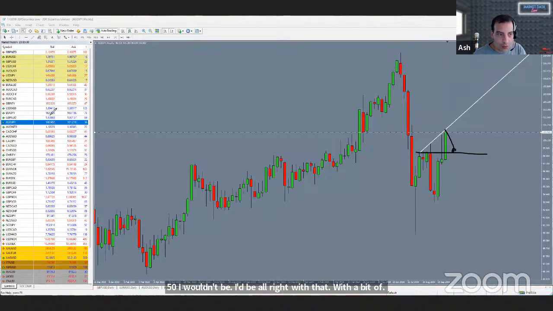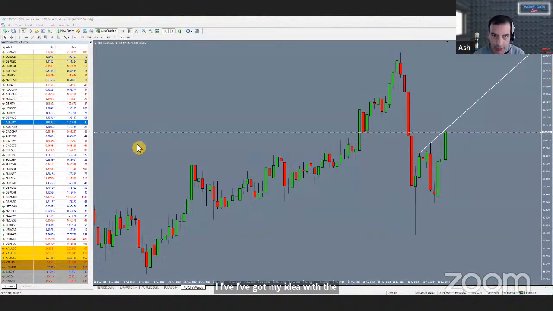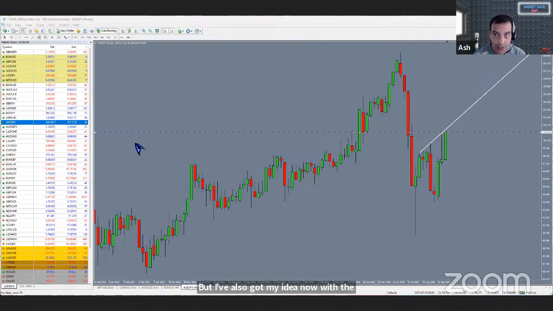So this is where I would start bringing in my charts. I've got my idea with the seasonals that point us to a Kiwi and Aussie long and dollar and yen short. I've got my idea with the COT data, which is kind of against that. But I've also got my idea now with the fundamentals, which do suggest that we might see some dollar weakness going into the week, at the start of the week.